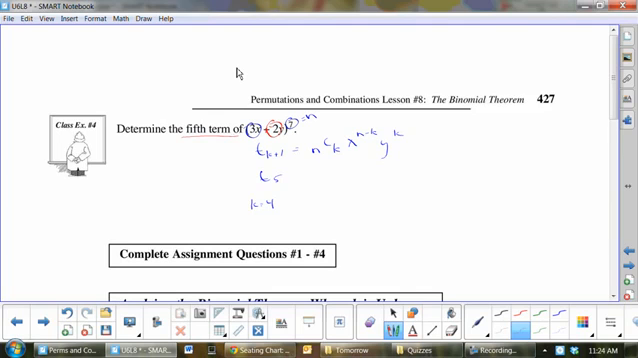So now I can just fill in everything that I have. I have 7 C 4, x is 3x to the n minus k, 7 minus 4, and y, which is negative 2y, to the 4.